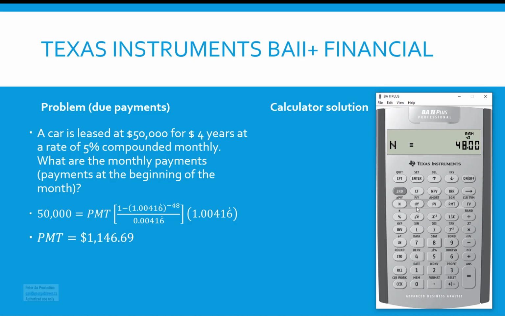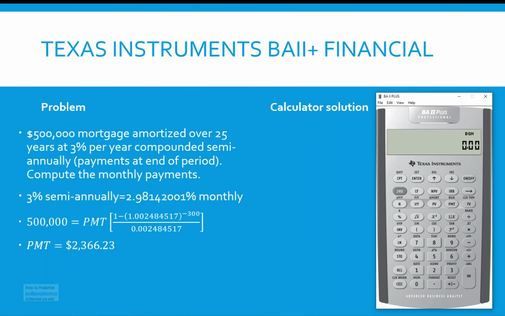The interest per year is 5%. The present value is $50,000. The future value will be 0, and FV. And we compute the payment by pressing CPT, PMT. $1,146.69. The negative just indicates that it is money going out. Clear. Second function, clear work.